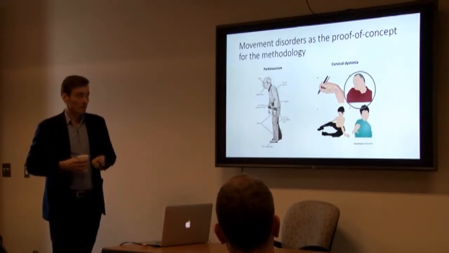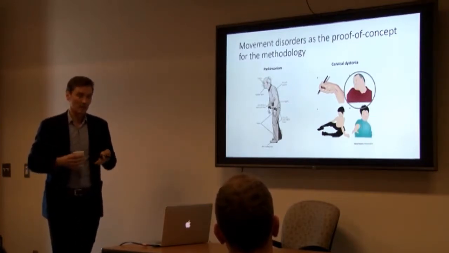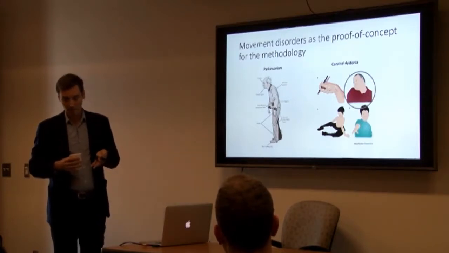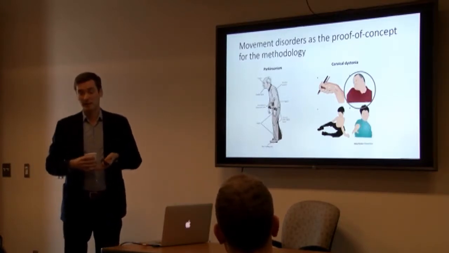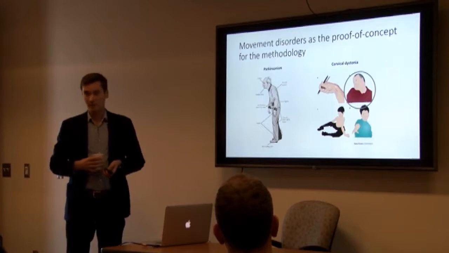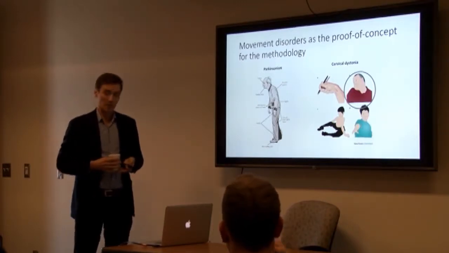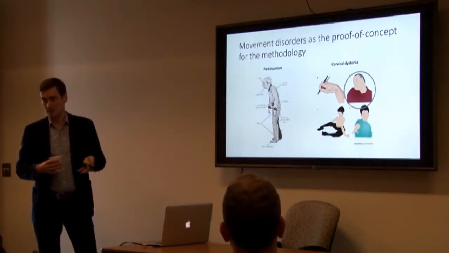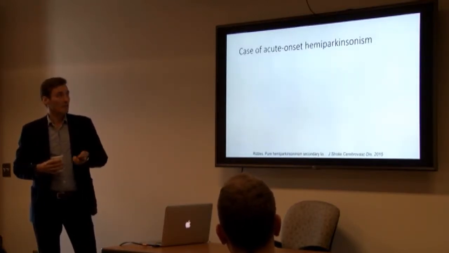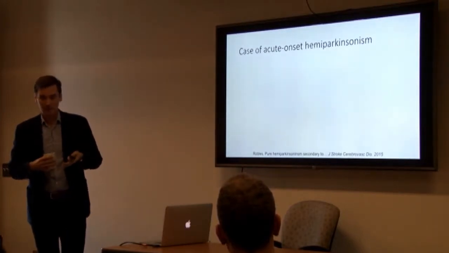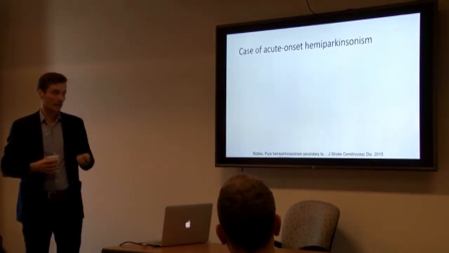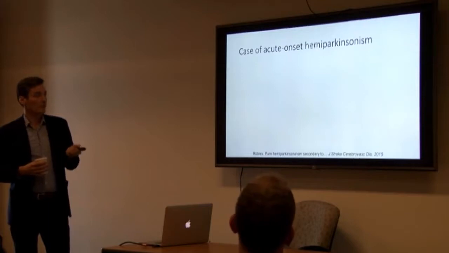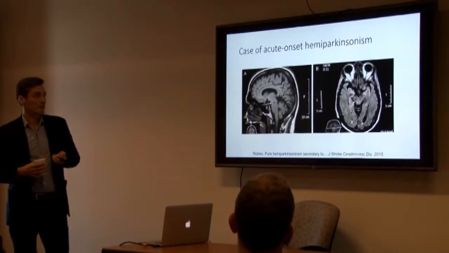So first, Parkinsonism, which is the main symptom of Parkinson's disease, but you can find Parkinsonism in other conditions as well. Parkinsonism is a symptom complex: tremor, slowness of movement, and rigidity. And here's an illustrative case. This is one of the cases we used in our analysis.